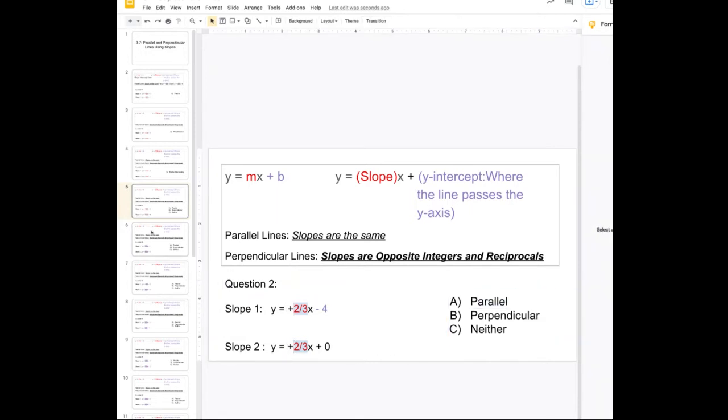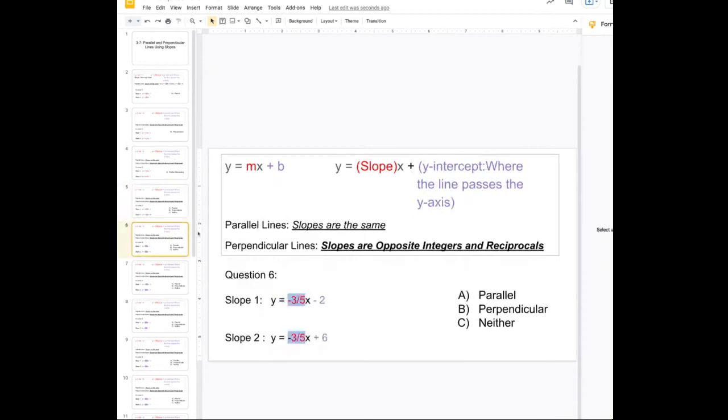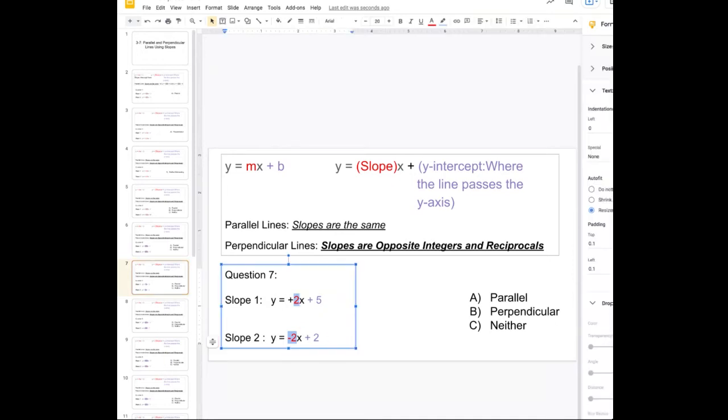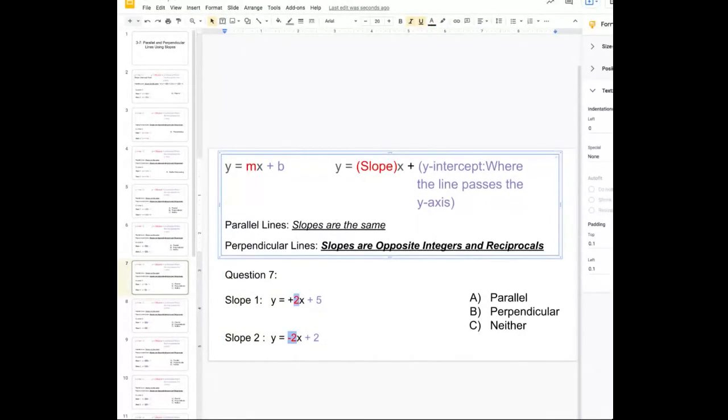Okay. So next one here is, oops, not that one. This one here, what do you think it is going to be as we proceed? Okay. So once again, this is not parallel because one's positive and one's negative. Opposite integers does not mean they have the same value, right? So number one, parallel is not the answer.